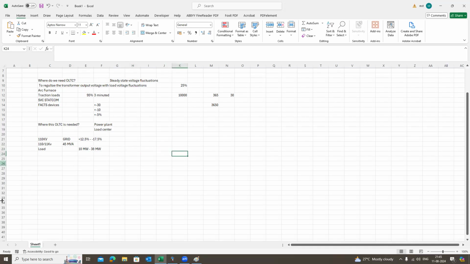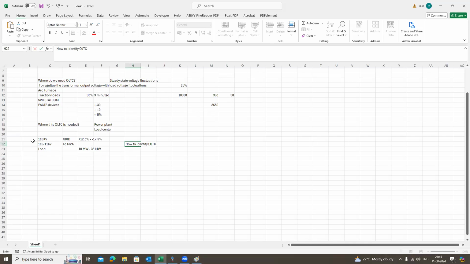So here the case is clear. We have a 110 kV system connected to the grid, and to this 110 kV a 45 MVA transformer is connected, stepping down the voltage from 110 to 11 kV. On the 11 kV side we have a load connected. The load varies from 10 megawatt to 38 megawatt, whereas the voltage fluctuation on the grid is from plus 12.5 to minus 17.5%. Now the question is how to identify the OLTC range. I hope if we do the OLTC for this example, you will understand this.